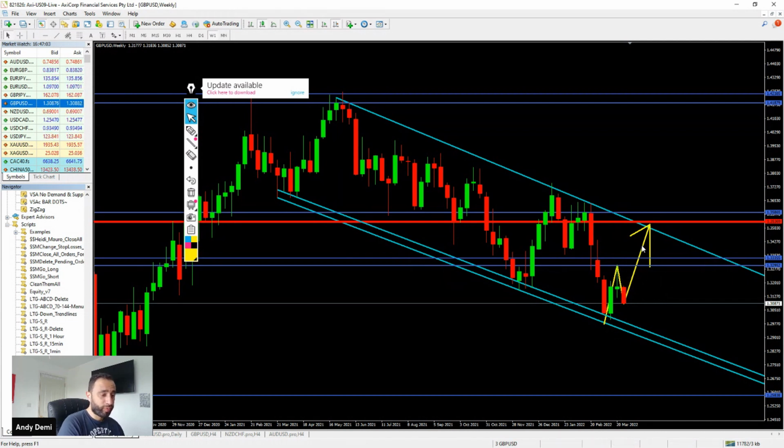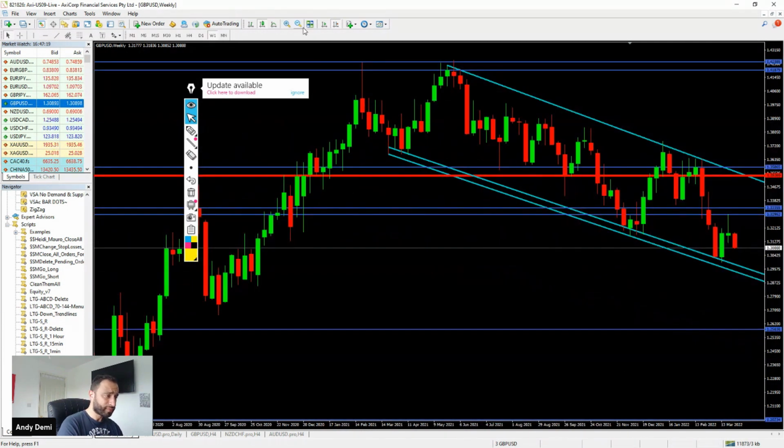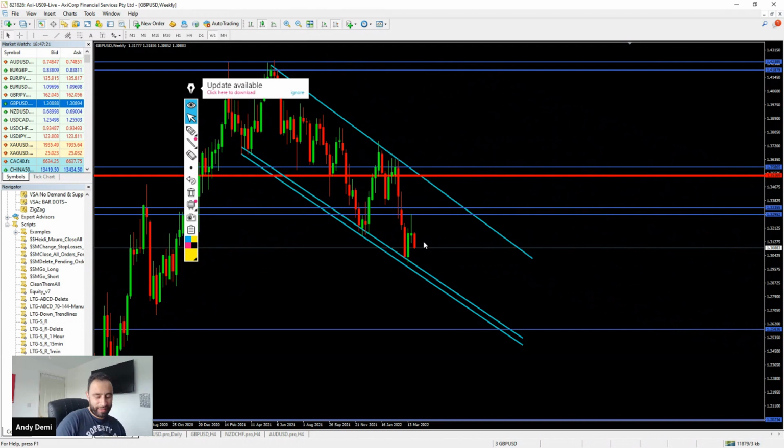So for a lot of people, you might be looking at this and thinking, well, hold on a minute, that's a rejection bar. That's a rejection bar. And so maybe we could be going lower, right? And maybe we could be going down to this area here. So there's nothing invalid about that kind of thought process, okay?